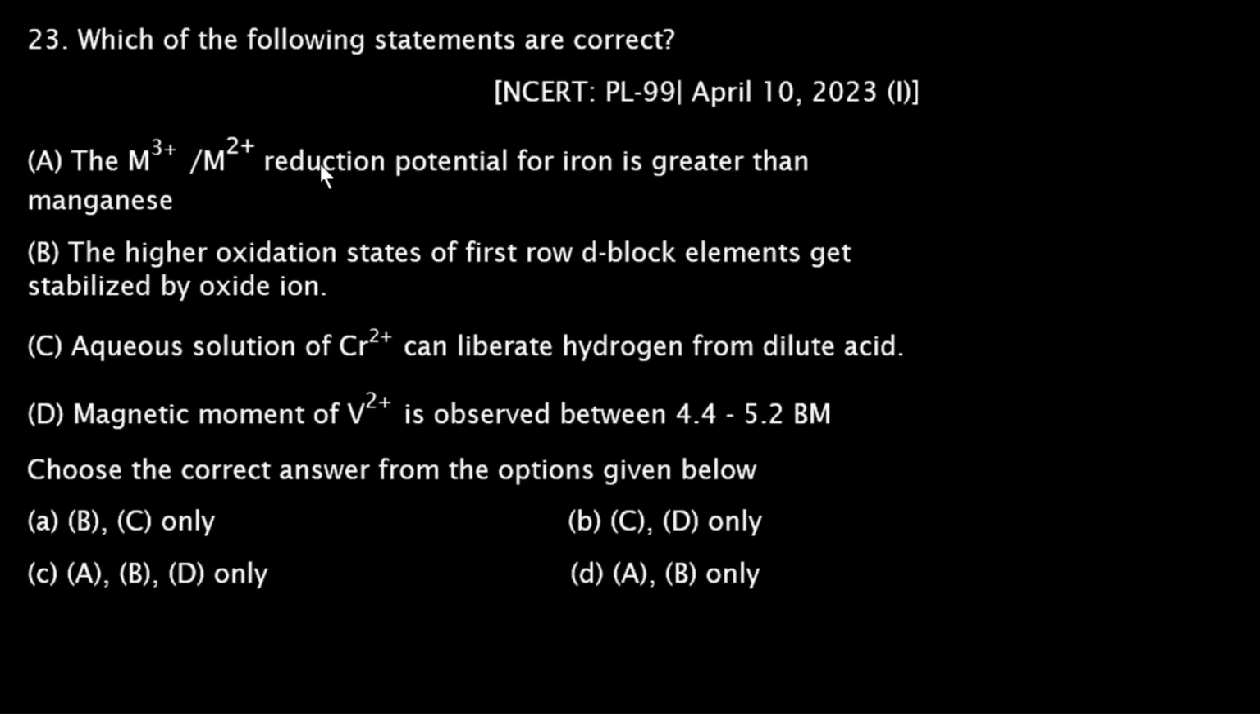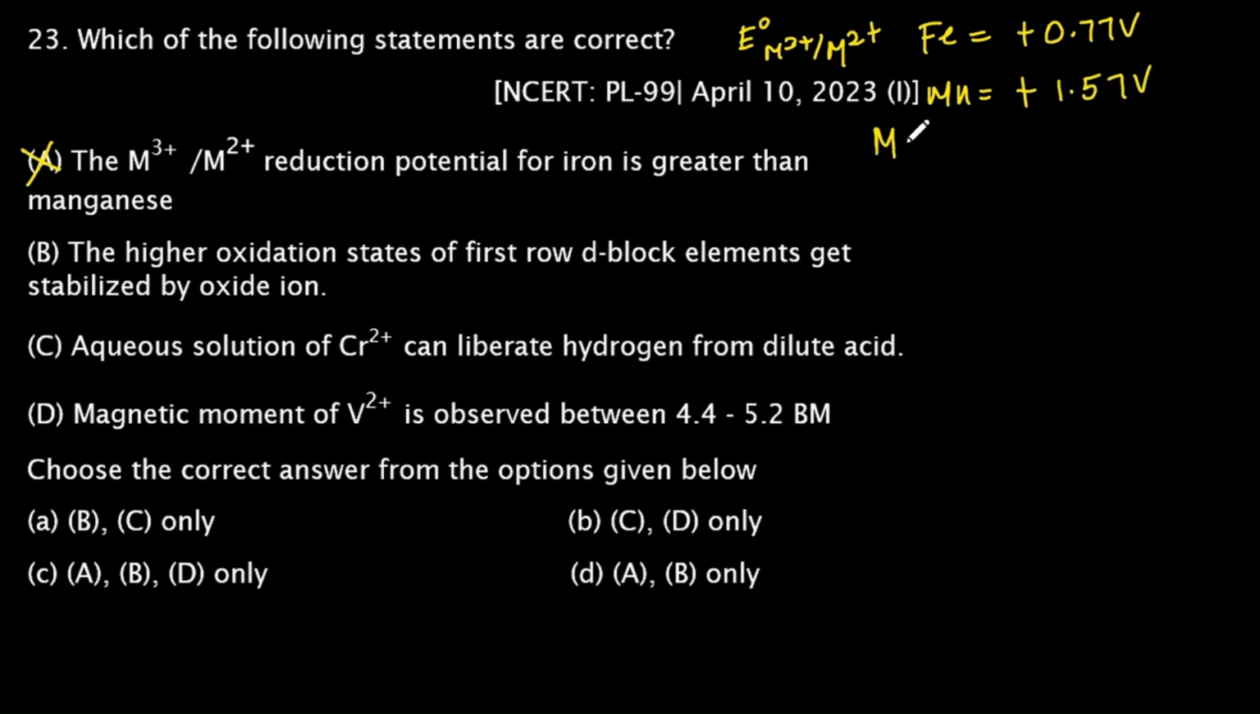Let us go to the next question. Which of the following statements are correct? The M3+/M2+ reduction potential for iron is greater than manganese. The first statement is wrong because the standard electrode potential M3+/M2+ value for iron is +0.77 volt and for manganese is +1.57 volt. So from this clearly we can see that the standard reduction potential value of manganese is greater than iron.